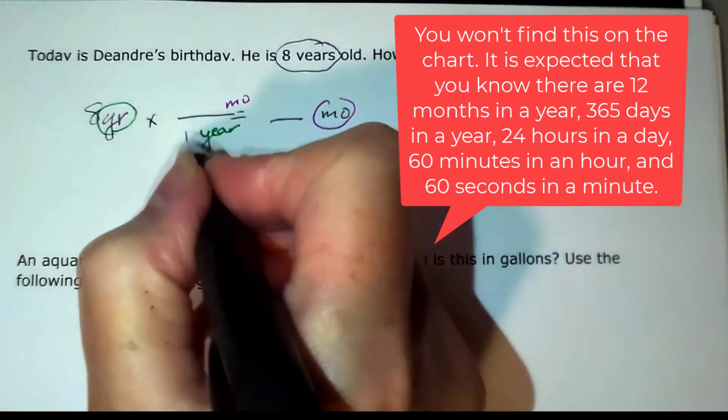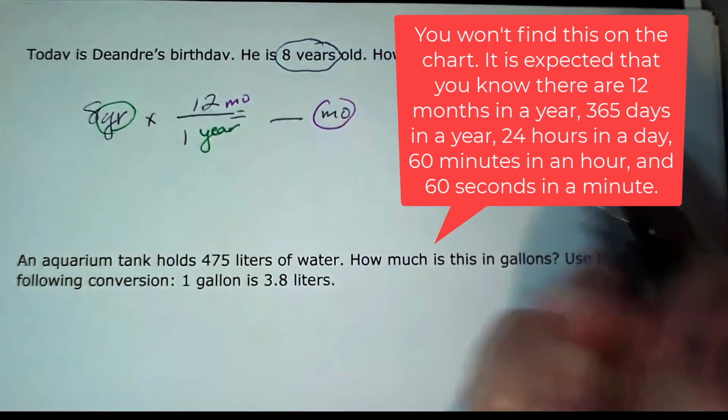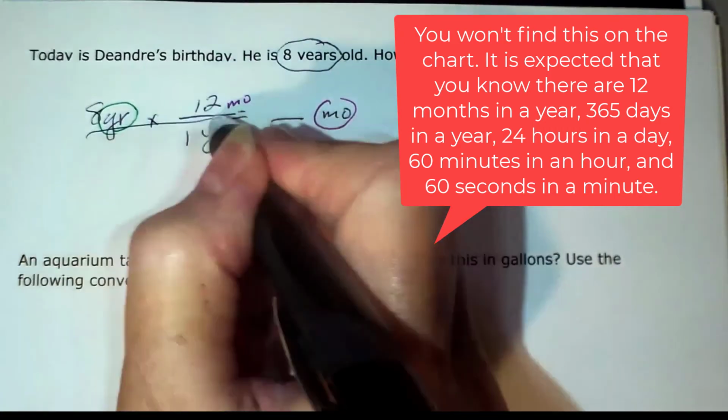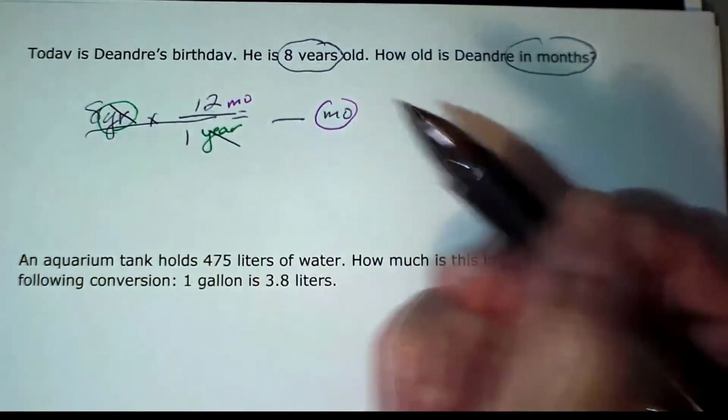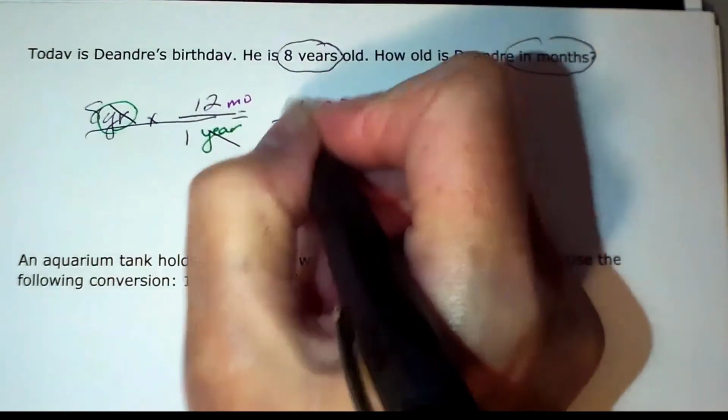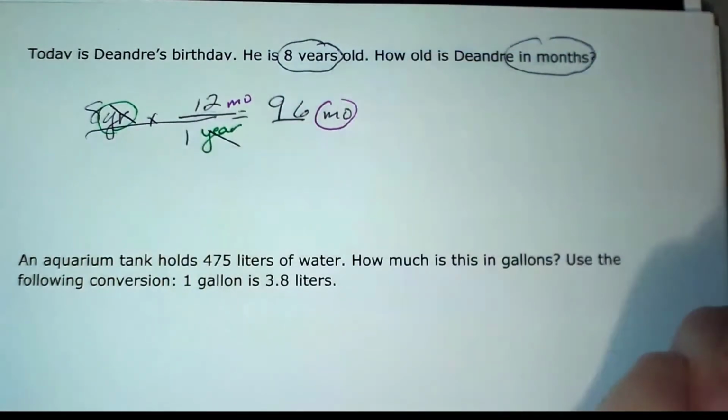And I know that 1 year is 12 months. So here I know I'm going to multiply, and those units cancel. 8 times 12 is 96, carry the 1, 96 months.